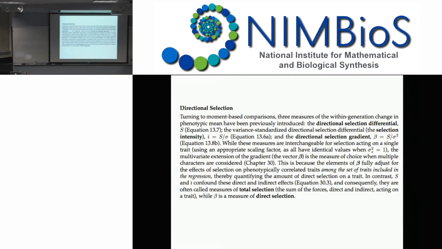So those are three metrics that we'll use. We'll mainly talk about two: the directional selection differential and the directional selection gradient. For a single trait, with only one trait acting, there are scaled versions. For multiple traits, one is the change you observe, and the other, beta, is the actual amount of direct selection acting on that trait when you remove the phenotypic correlations.